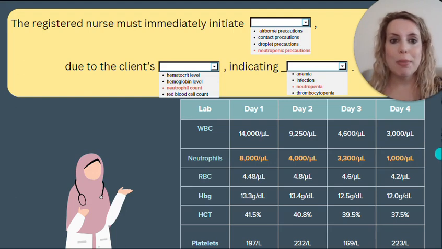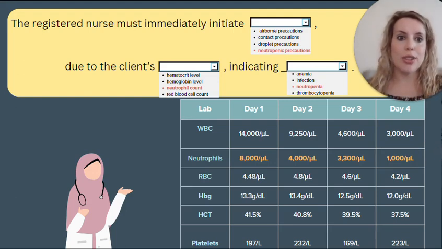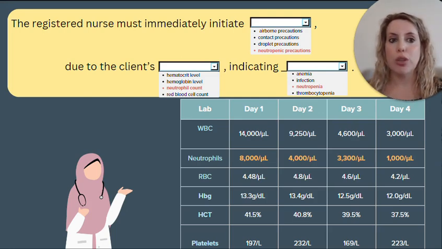So hopefully you had some time to look that over. The correct answer to this question would be the registered nurse must immediately initiate neutropenic precautions due to the client's neutrophil count indicating neutropenia. Let's start with what was the biggest thing you noticed throughout these lab results? There was a significant trend of the white blood cell count, but specifically that neutrophil count, it's also decreasing.